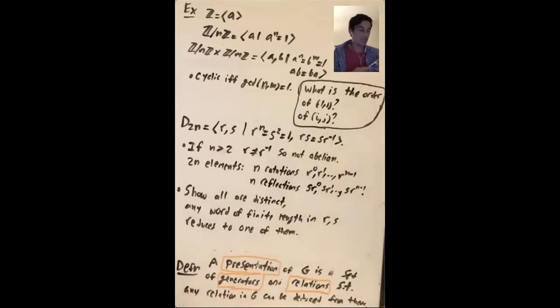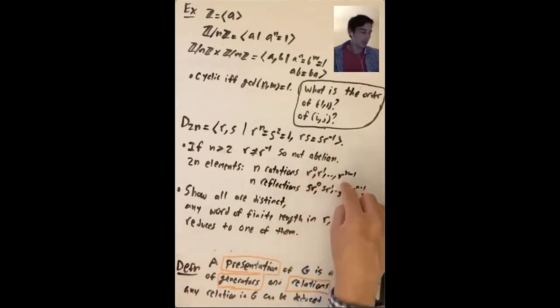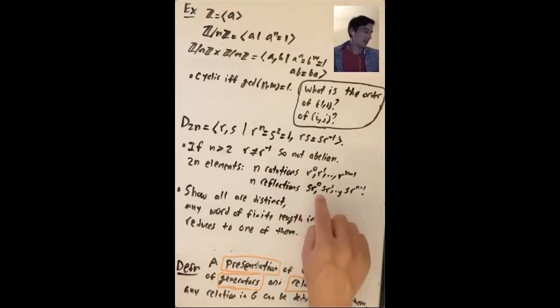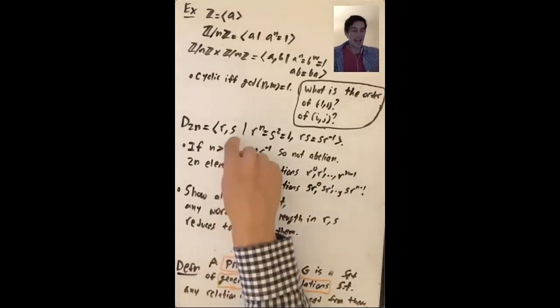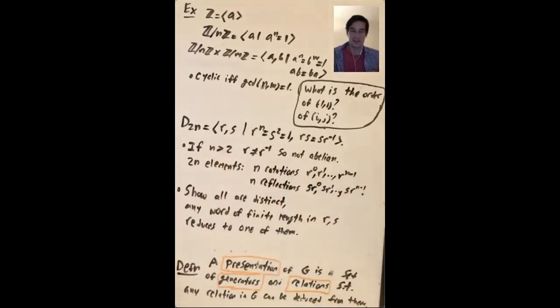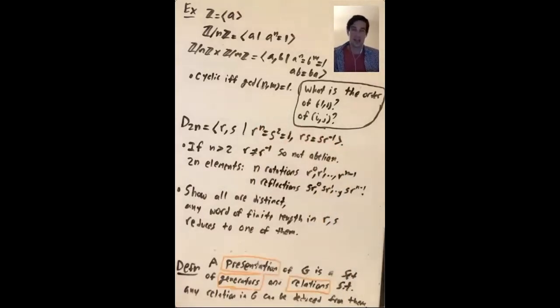There are 2n elements in this group: r to the 0, r to the 1, up to r to the n minus 1, and then s times r to the 0, s times r to the 1, up to s times r to the n minus 1. So how do you show that this actually is a presentation for D2n? Well, you want to show that all of these elements are distinct, and that any word of finite length in r and s reduces to one of these 2n elements only using these relations that we have.